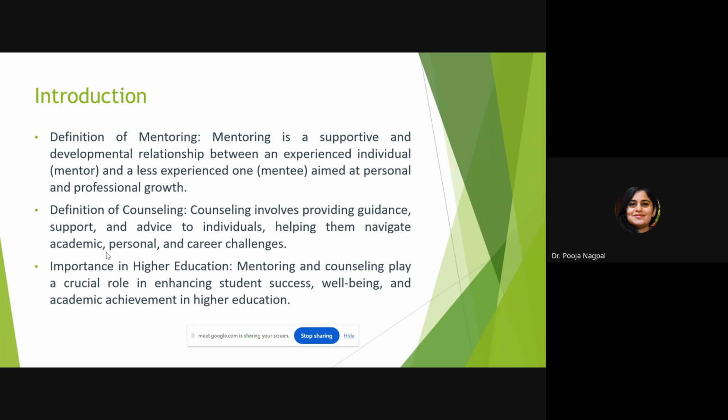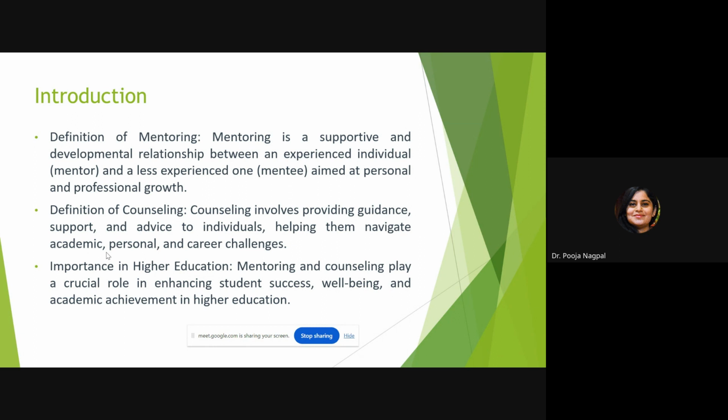So mentoring is a supportive and developmental relationship between an experienced individual, that will be a mentor, and a less experienced one, that will be a mentee, aimed at personal and professional growth. As we have used two terms, mentor and mentee: the mentor is the experienced individual, who may be a teacher, and the less experienced one, the mentee, may be the student.